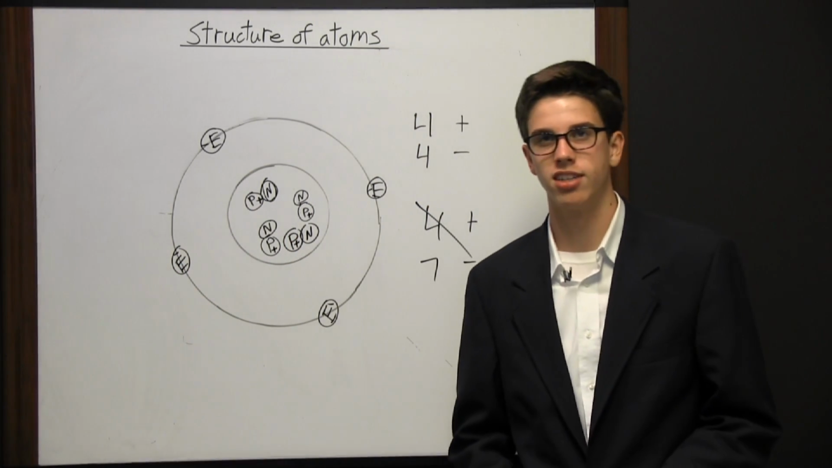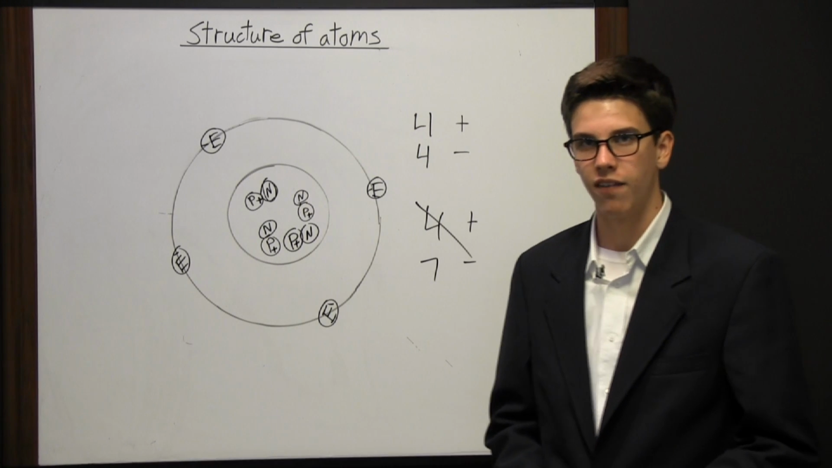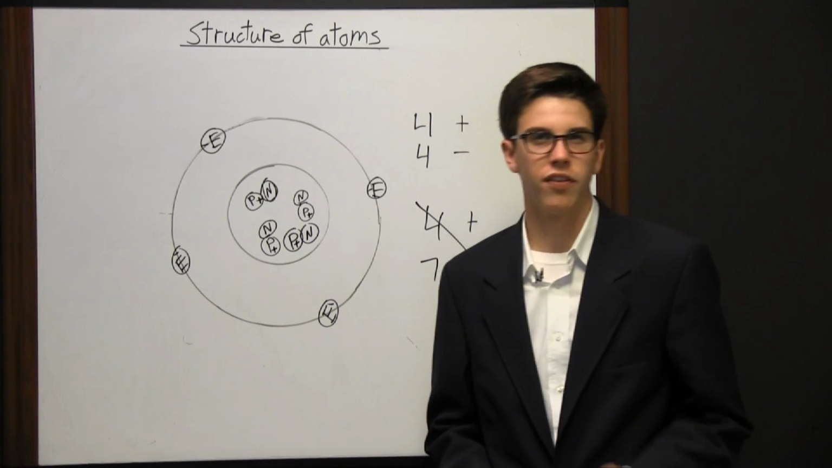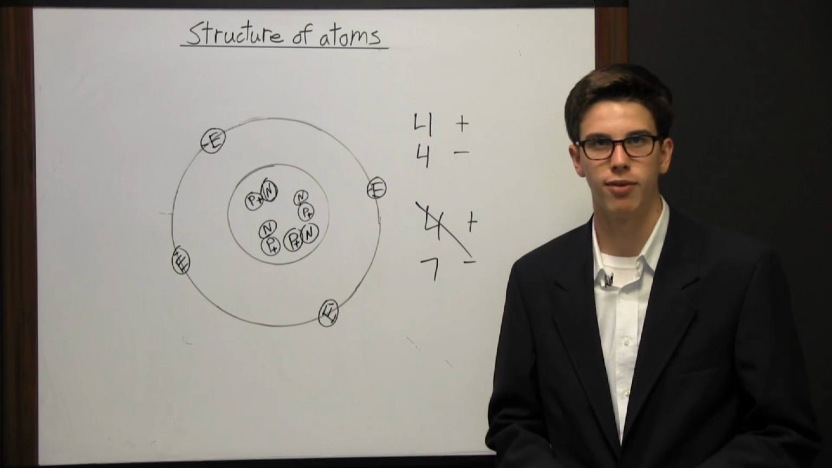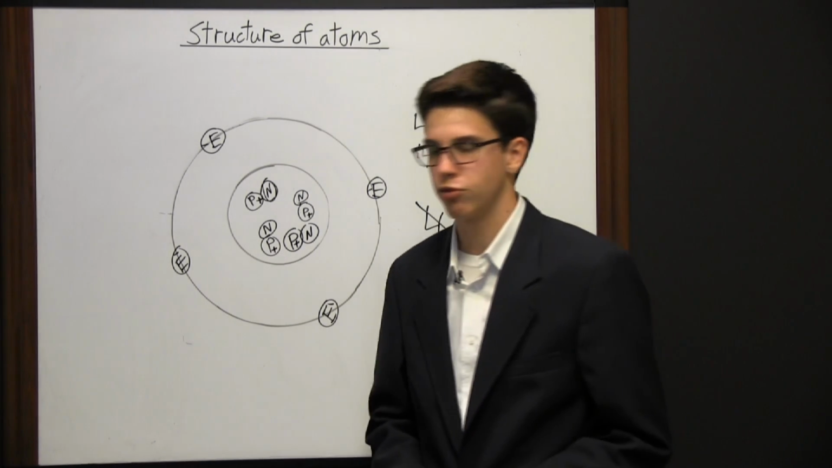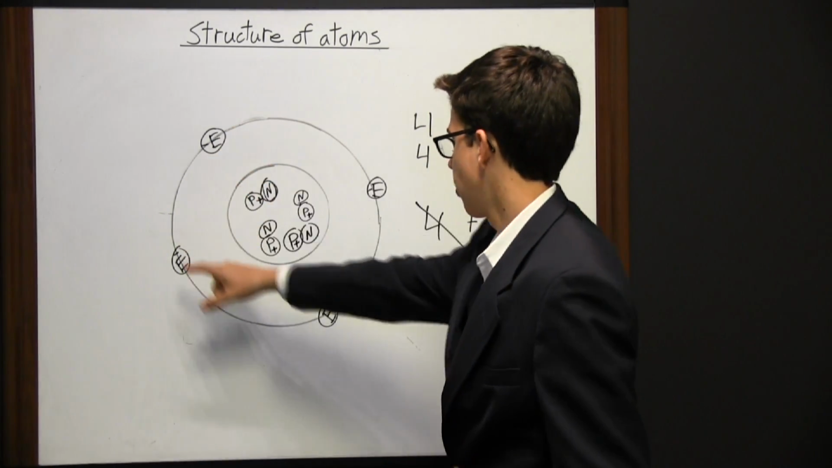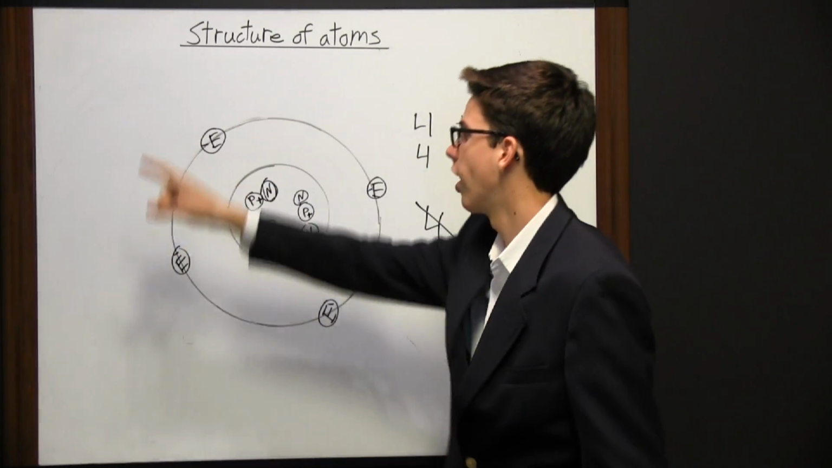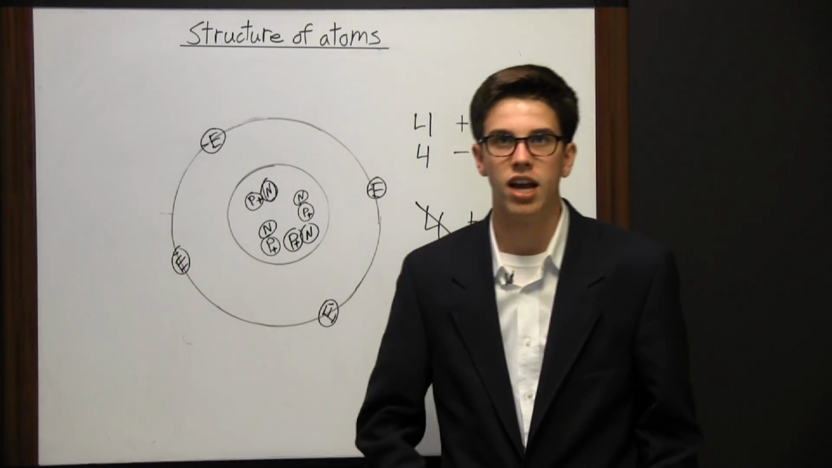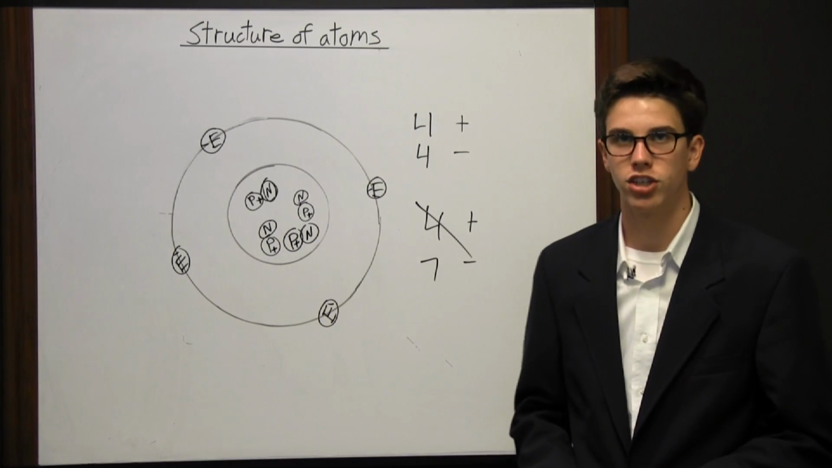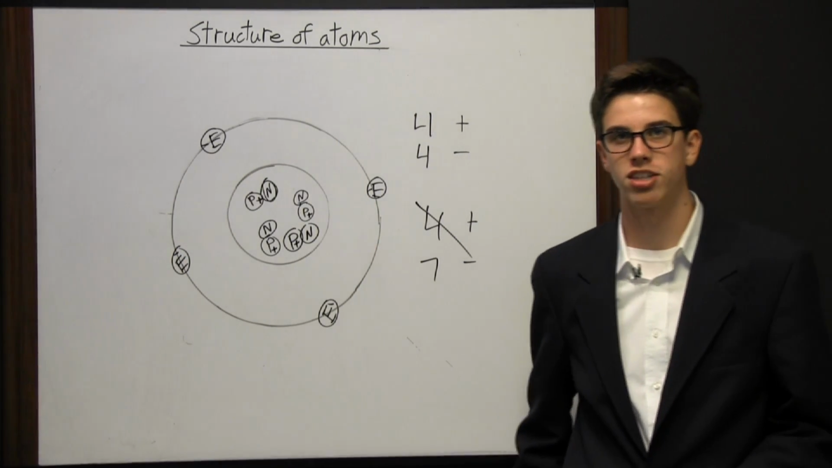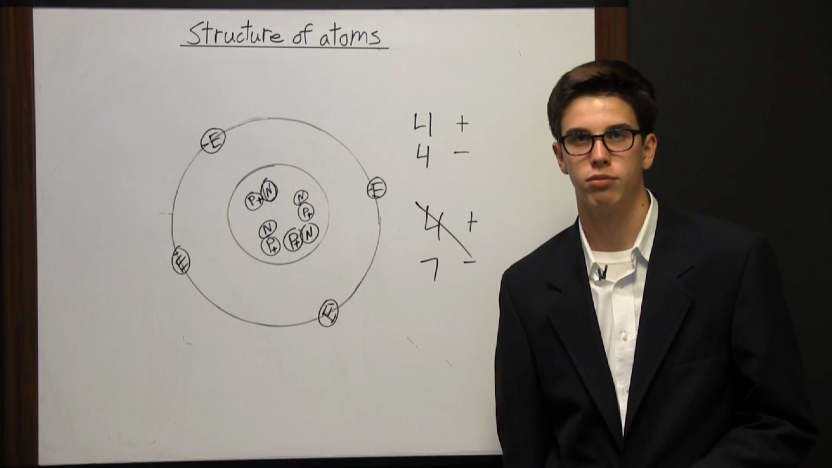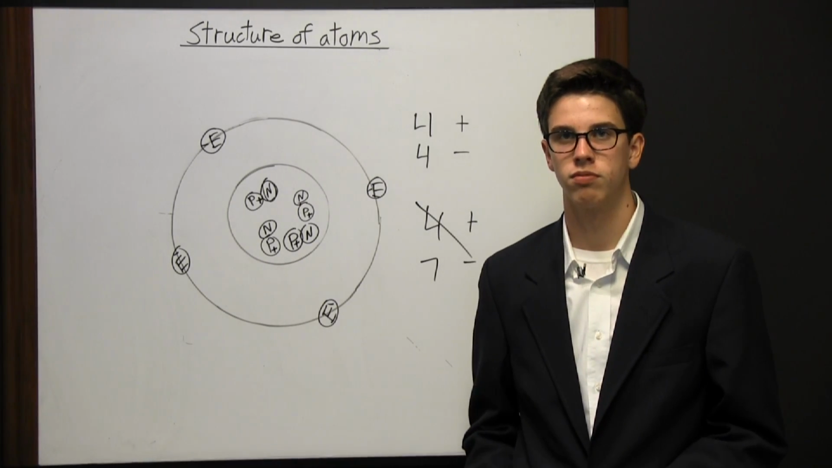Now the number of protons determines the identity of the chemical element, while the number of electrons in the outermost shell determines the ways in which the atom interacts chemically with other atoms or molecules. So this is a shell right here outside the nucleus. Sometimes there are other shells. In this case, there's just one. And so the number of electrons in this outermost shell determines the ways in which the atom interacts chemically with other atoms or molecules.